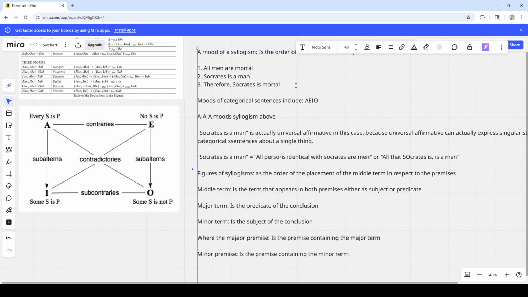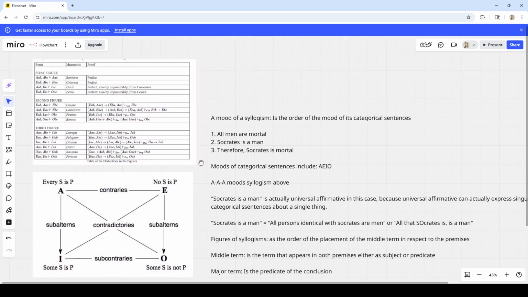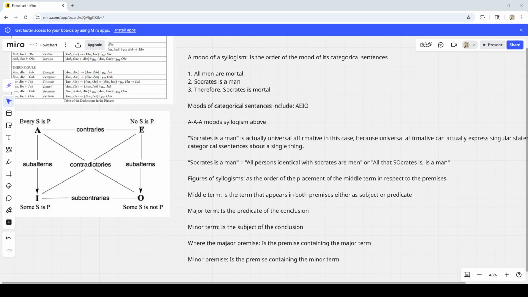So in the case of the Socrates syllogism, we see that man is the middle term, mortal is the major term, and Socrates is the minor term. And Socrates is a man is the minor premise, while all men are mortal is the major premise. And this is a first figure syllogism, and if you go up to the chart, it's a valid, perfect Barbara syllogism.